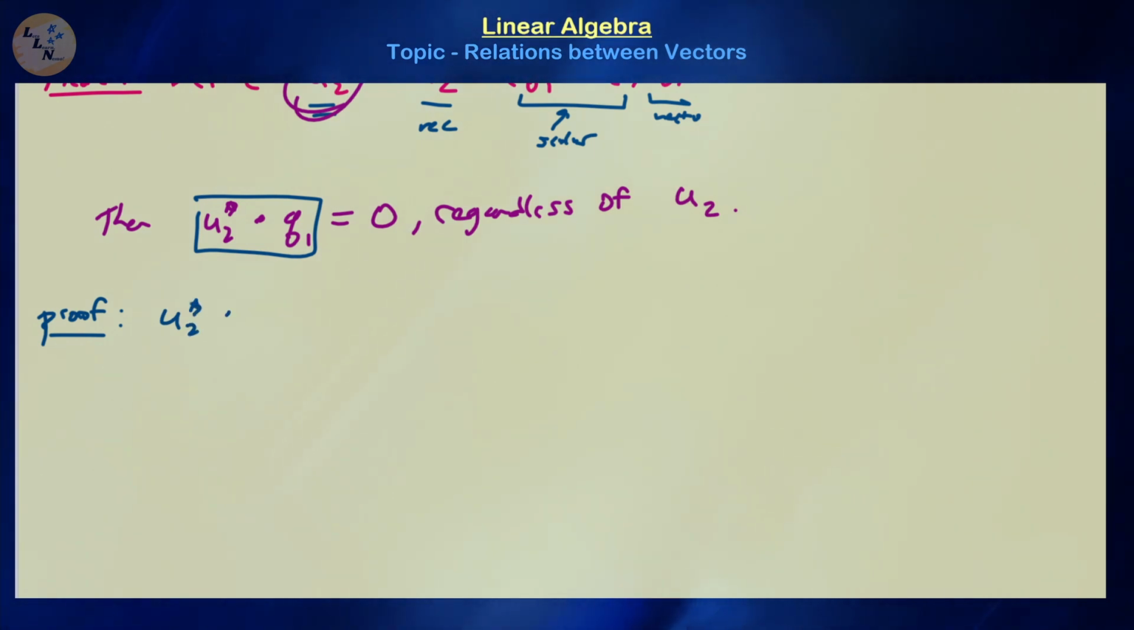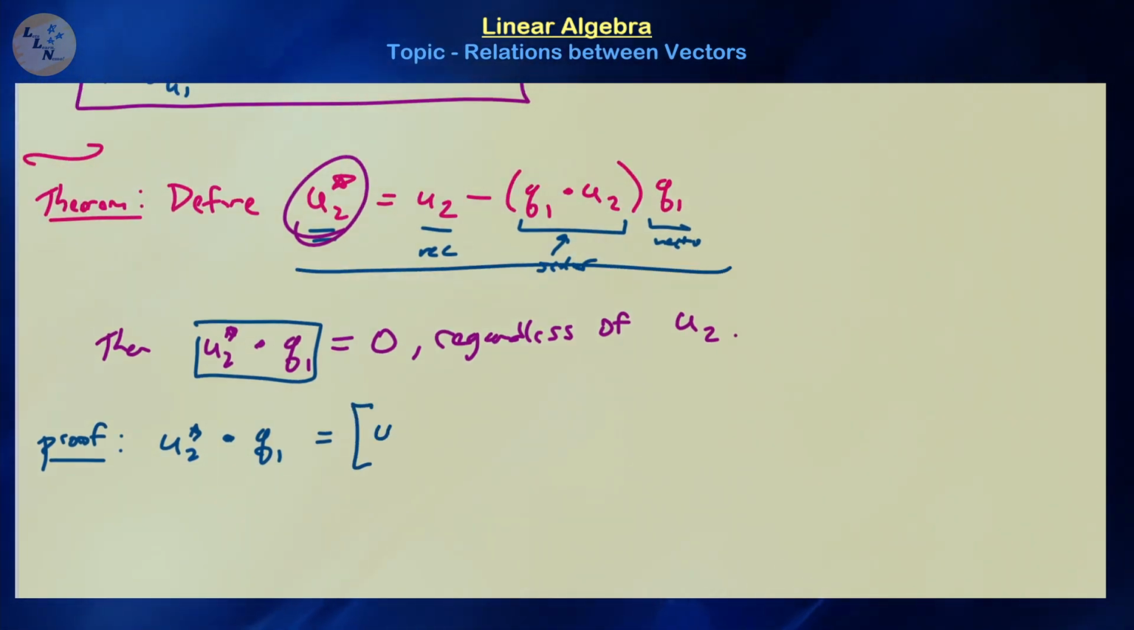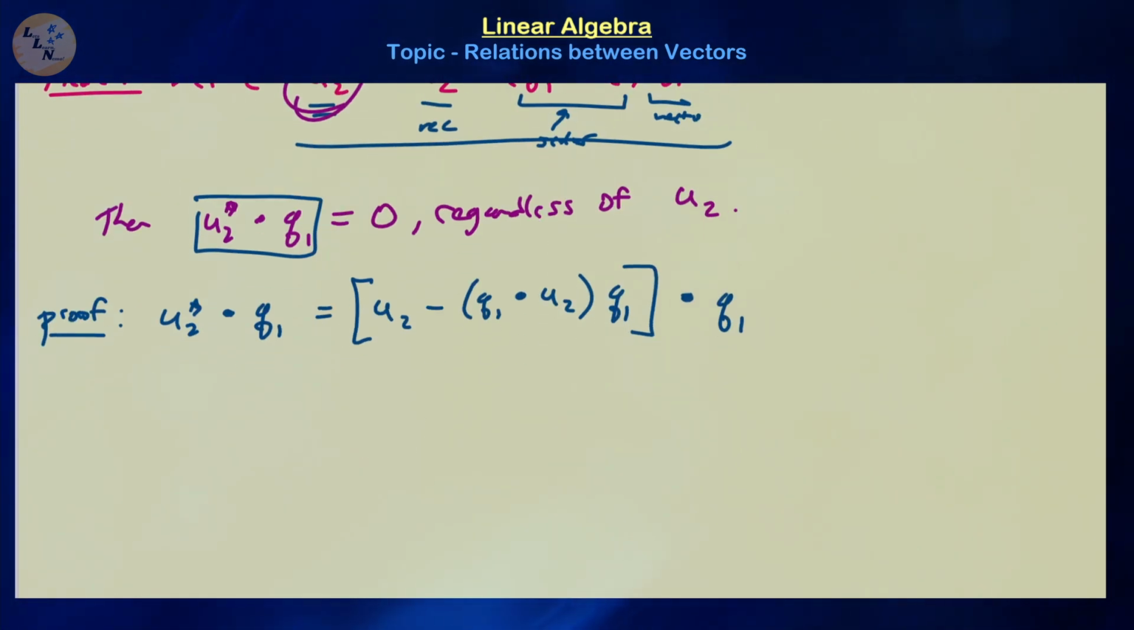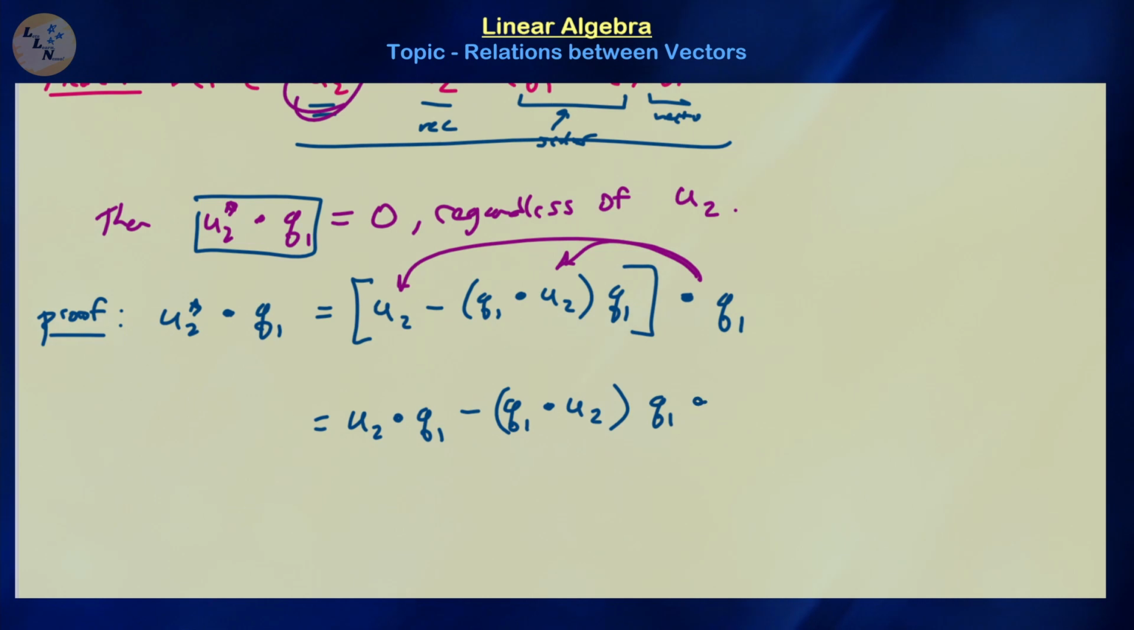So what is u2 star dot product q1 equal to, based on the definition that we have? u2 star is defined to be u2 minus q1 dot product u2 times q1, and we're doing the dot product of this vector with q1. Let's distribute q1 over the terms. That's going to be equal to u2 dot product with q1 minus q1 dot product with u2 times q1 dot product with q1.